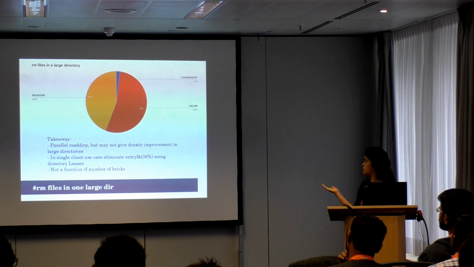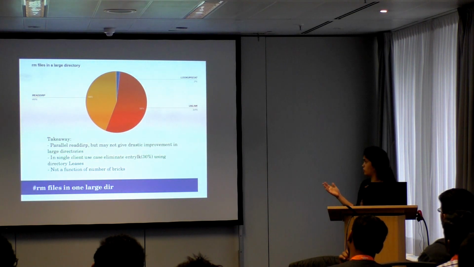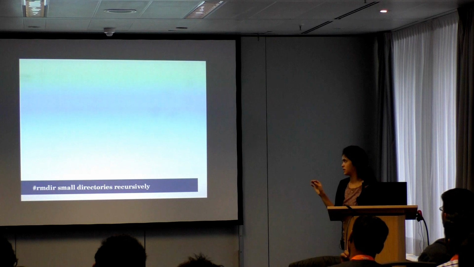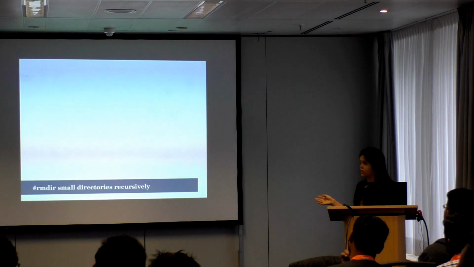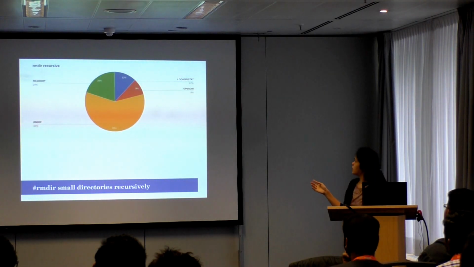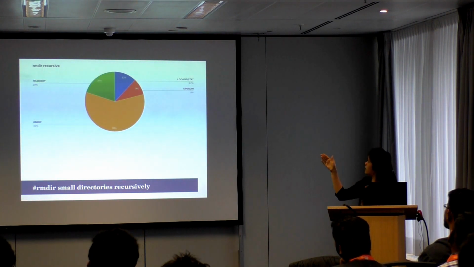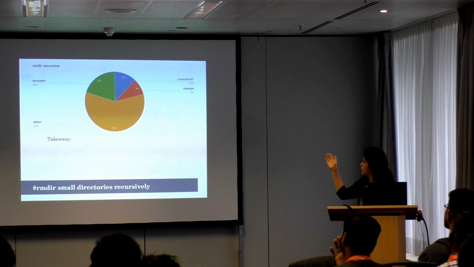And the good thing is removing files is not a function of the number of bricks. So it's basically scalable. Then rmdir, which is removing small directories recursively. In this case again, rmdir accounts for 60%, followed by readdirp, then opendir, and then lookup.